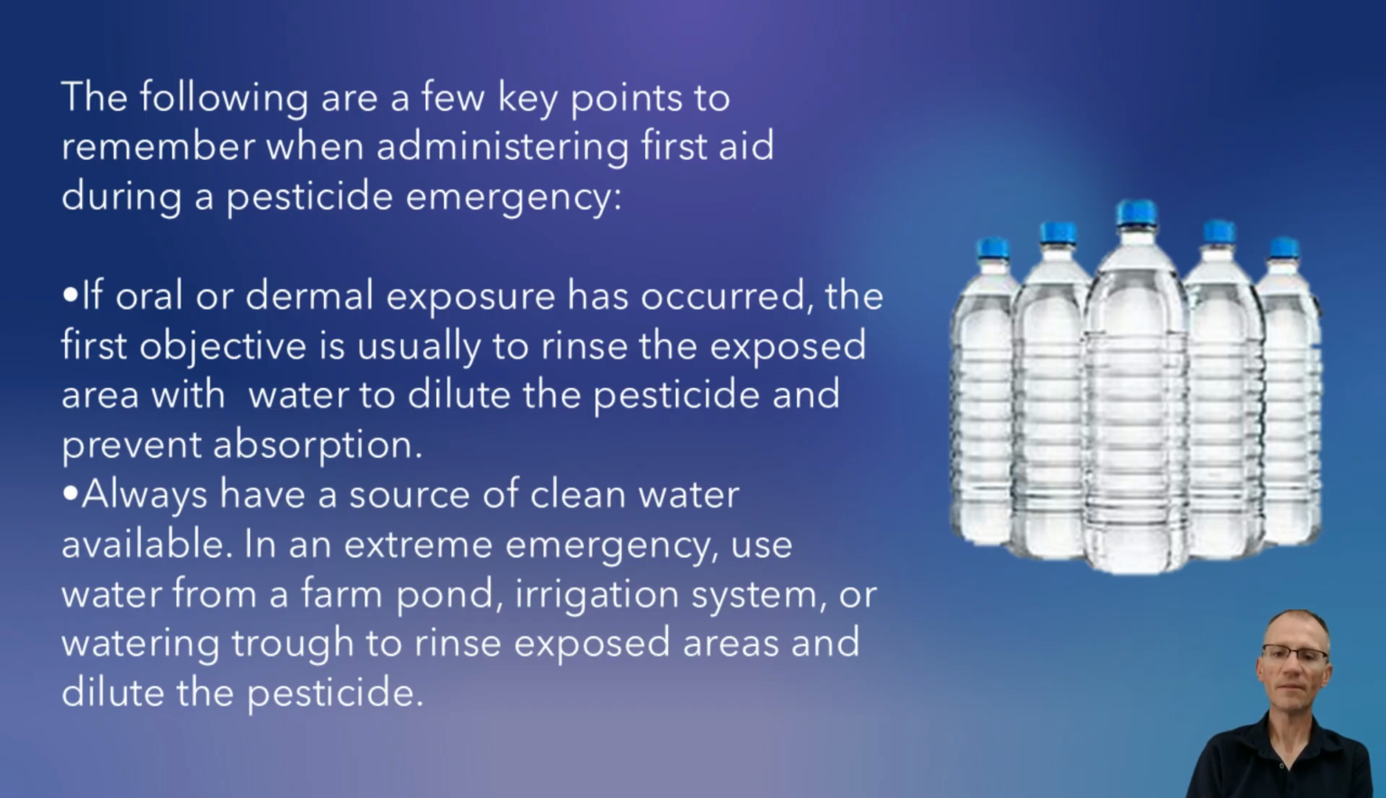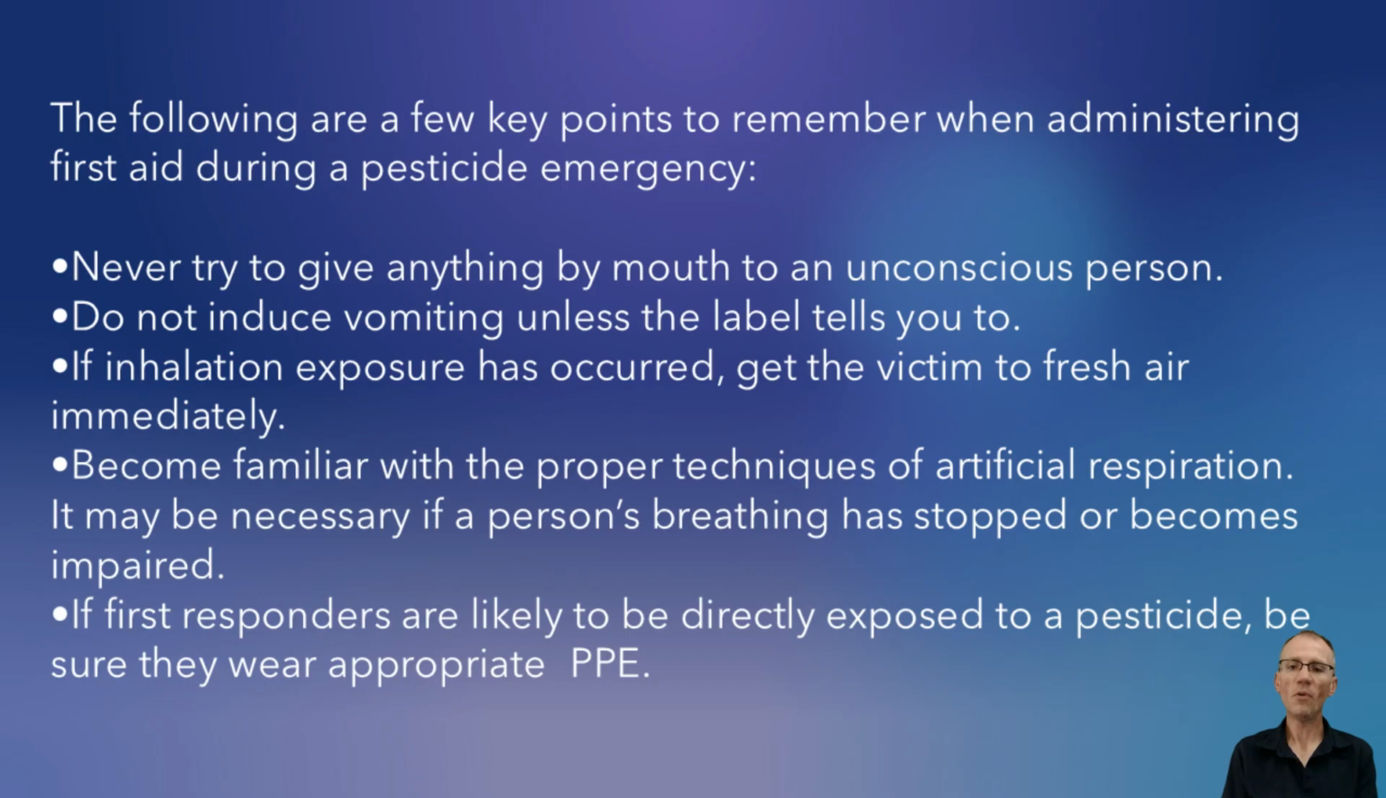The following are also a few key points to remember when administering first aid during a pesticide emergency. Never try to give anything by mouth to an unconscious person. Do not induce vomiting unless the label tells you to. If inhalation exposure has occurred, get the victim to fresh air immediately. Become familiar with the proper techniques of artificial respiration. It may be necessary if a person's breathing has stopped or becomes impaired. If first responders are likely to be directly exposed to a pesticide, be sure they wear appropriate PPE.